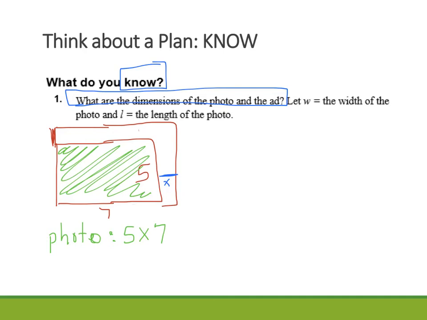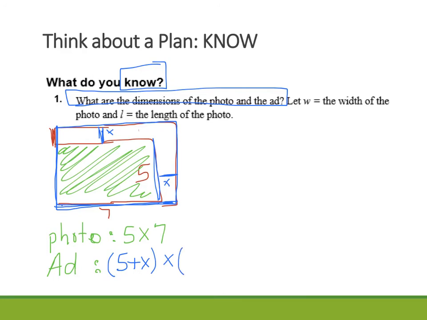Now what they want to know is what the dimensions of the entire ad are. The ad is this entire area here. It's going to cover this area. So what is the length and width of the ad? Well, for the entire ad, we're going to take the photo length and add X to it, and take the photo width and add X to that, and that's going to give us the dimensions. So the ad has dimensions of 5 plus X times 7 plus X.